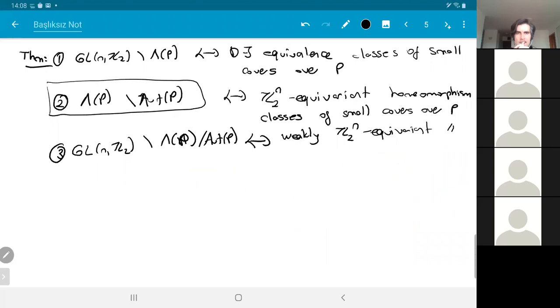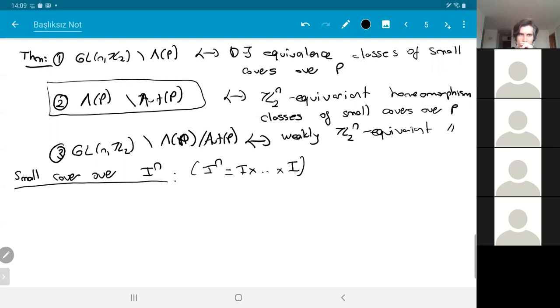Of course, the aim is to classify them up to homeomorphism, but we don't have a combinatorial interpretation. I don't know if it is right to call it combinatorial, but such an interpretation of them. So let's first focus on small covers of a cube. You can see a cube as a product of simplices also. I will discuss it first because the combinatorial interpretation becomes more easily defined and understood when we are working on cubes. So let's first focus on this.